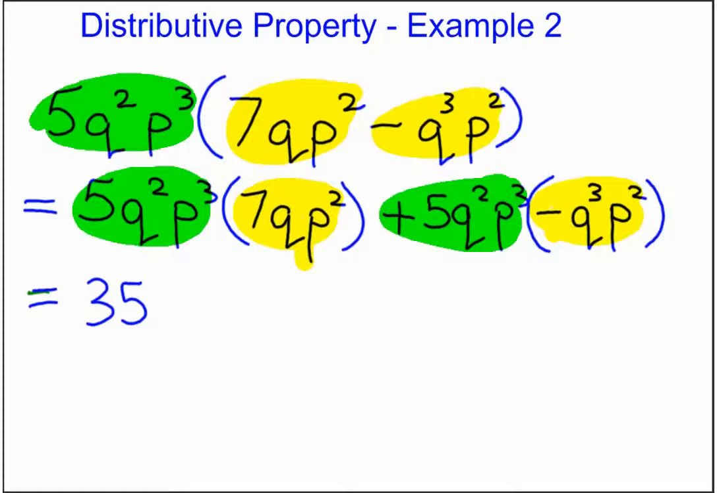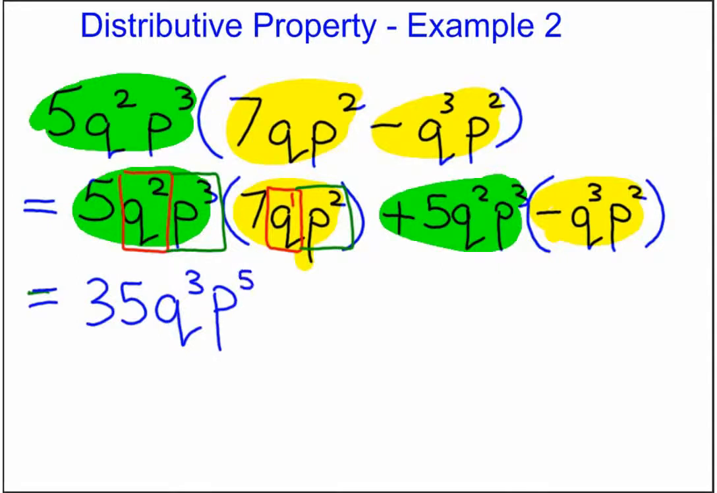The variable part, you need to remember your power laws. So when we look at q squared times q, remember that's like q to the exponent 1, the base stays the same, and we add the exponents. We do the exact same thing for the p part of the variable part. Again, the base stays the same, and we add the exponents.